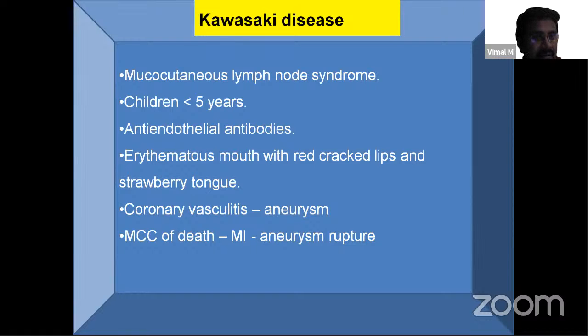Already we have learned that in Kawasaki there are anti-endothelial antibodies. There are antibodies to the endothelium. Okay, so remember, anti-endothelial antibodies are seen in Kawasaki disease. So how does the patient present? It is a mucocutaneous lymph node syndrome. So mucous membranes, cutaneous skin, and lymph nodes will be involved.